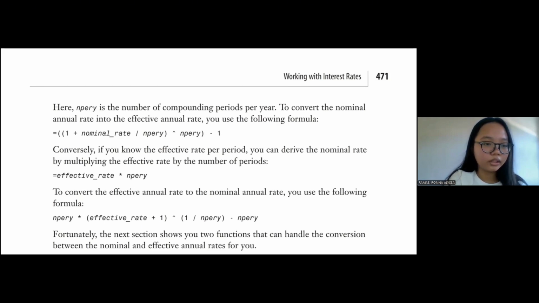This one. Effective interest rate is equal to 1 plus nominal rate over n per year, or the number of compounding periods per year, raised to number of compounding periods per year minus 1.